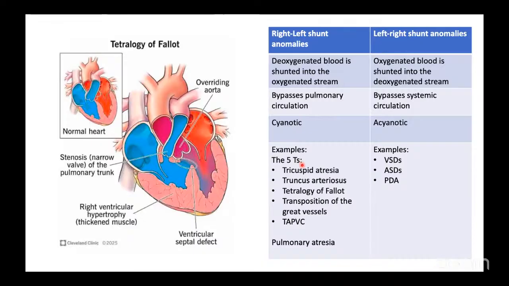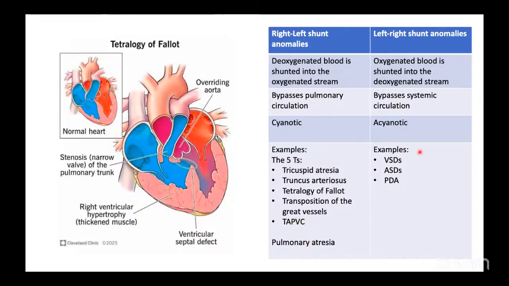For the right-left shunts, most of them start with T except for pulmonary atresia, and here they are. Tetralogy of Fallot is one of them. If you look at this image, we can see blood bypassing the pulmonary trunk. Not a lot of it, but you can see the blood going through the aorta is not well oxygenated, and that'll give you cyanosis. Other ones are tricuspid atresia, truncus arteriosus, transposition of the great vessels, and total anomalous pulmonary venous connection, which is where your pulmonary veins enter the right atrium instead of the left atrium.